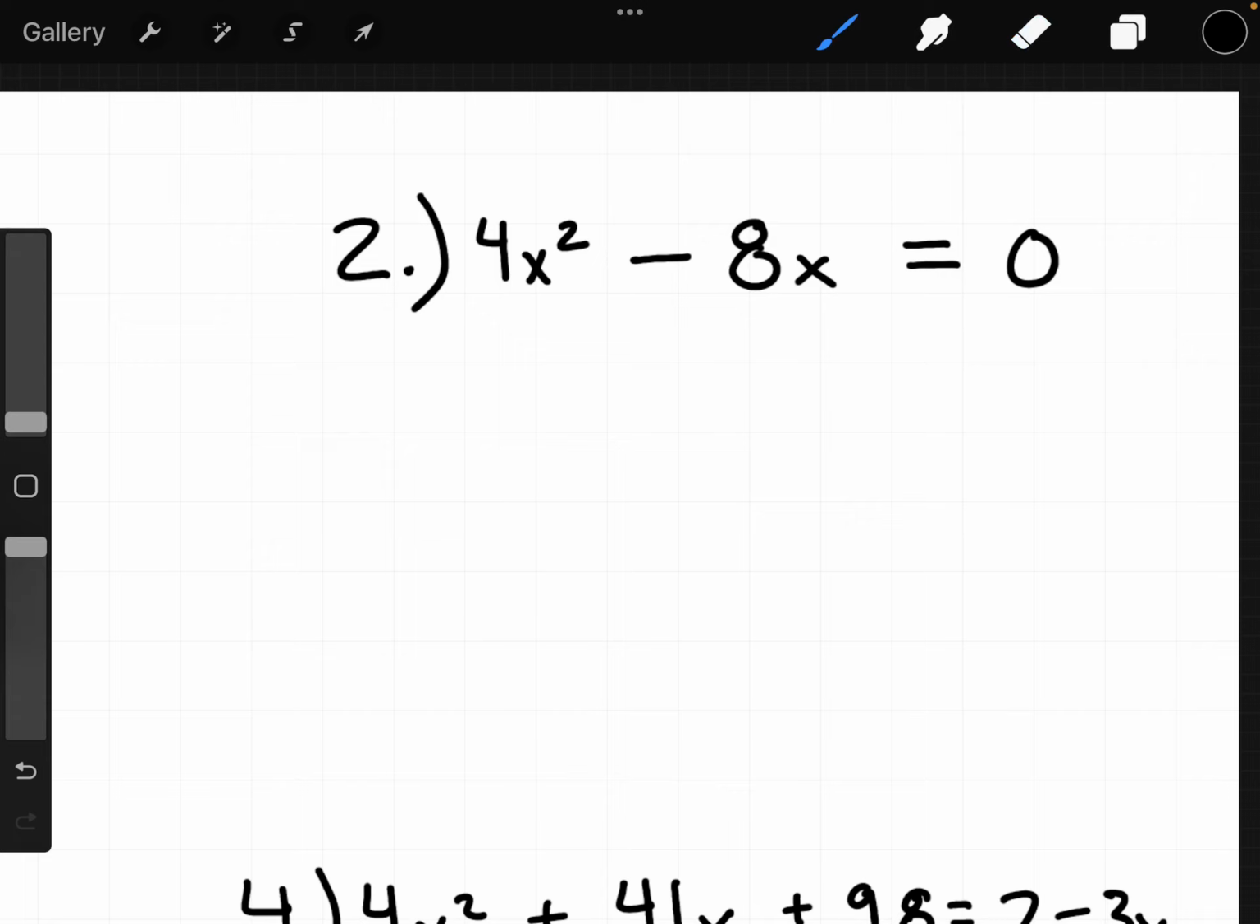And we'll try another example following the same steps. So we're going to factor out our greatest common factor, which is going to be 4x. When we take 4x out of the first term, we're left with x, and 4x out of the second term, we're left with 2.